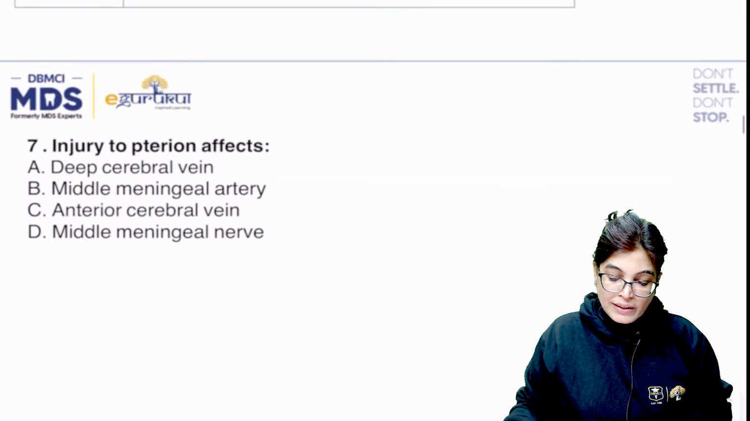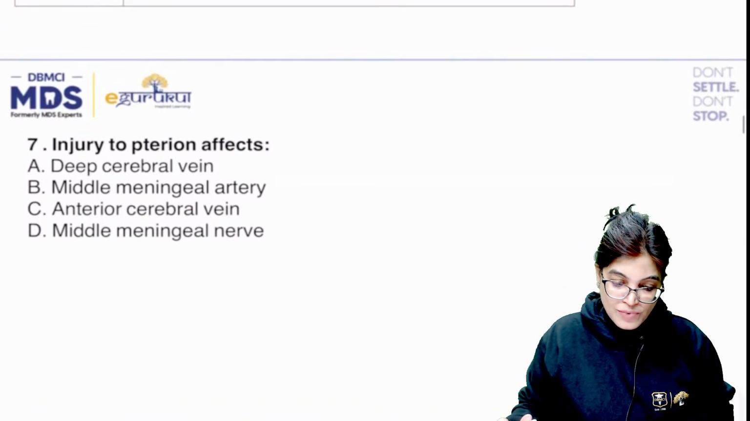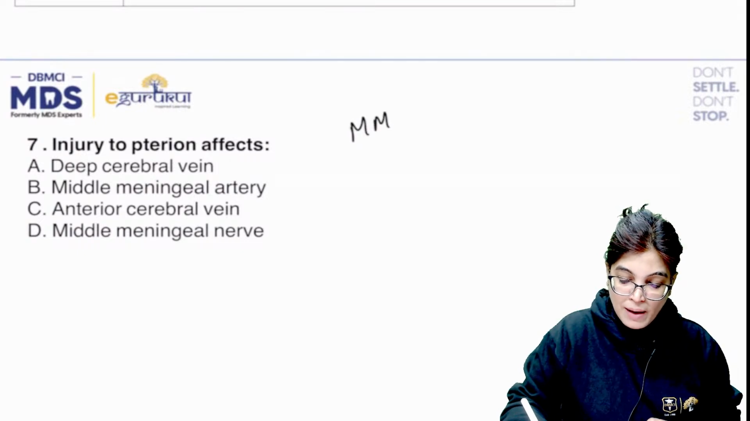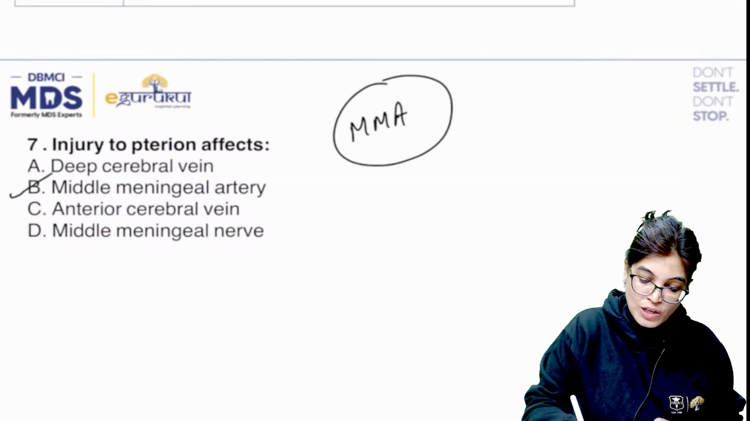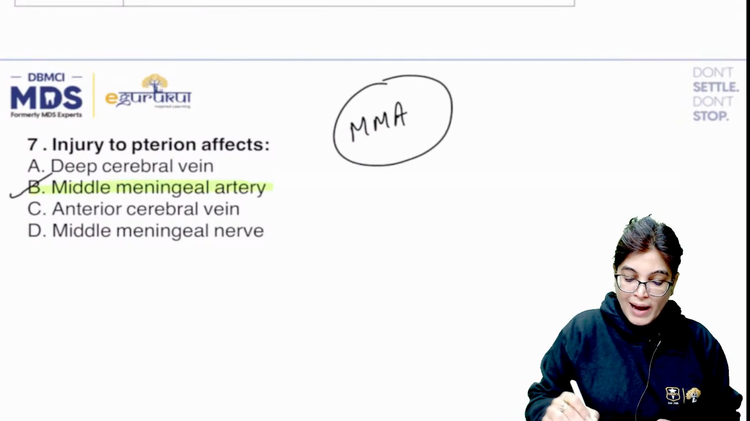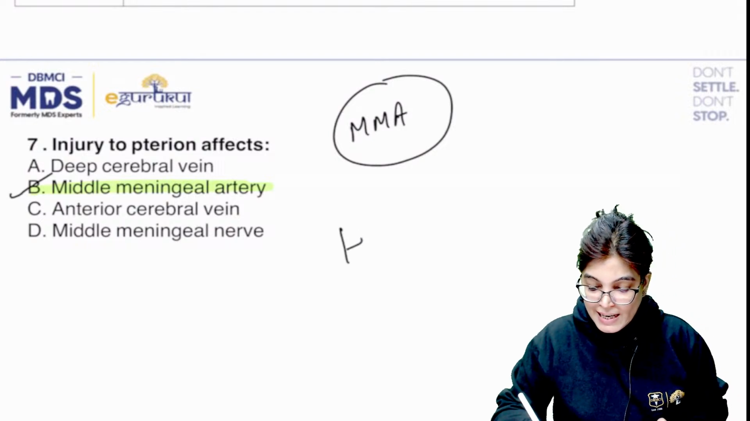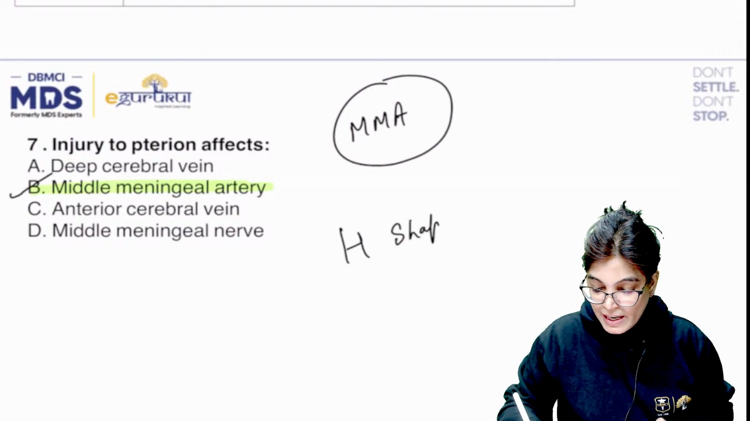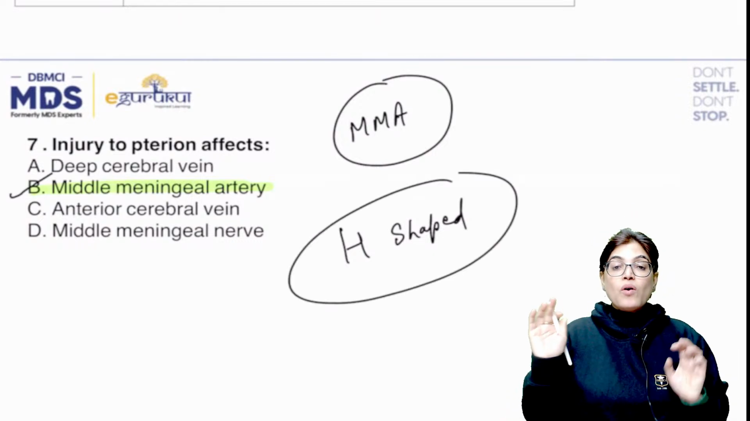Now, injury to Pterion affects which structure? Middle meningeal artery, very good. Yes, the middle meningeal artery is the right answer. Actually, Pterion is an H-shaped suture where four bones are meeting.